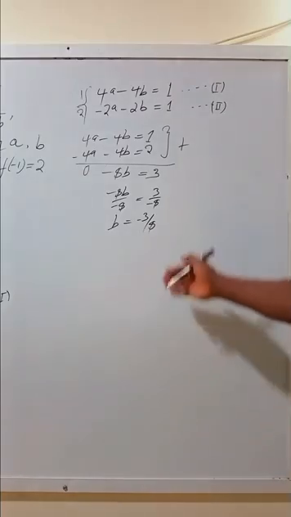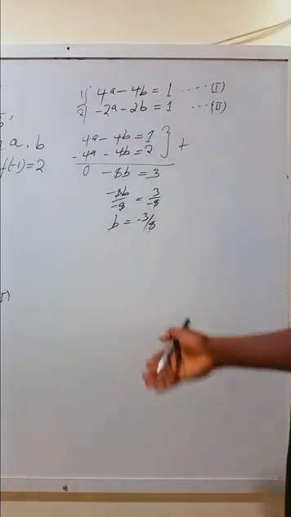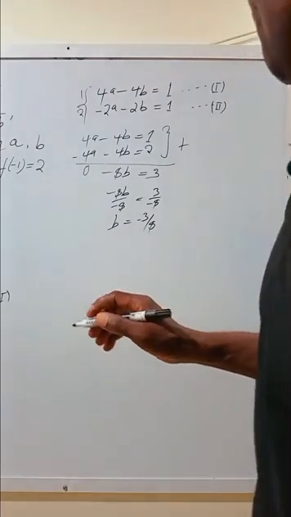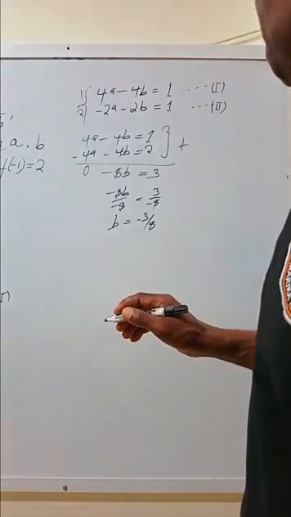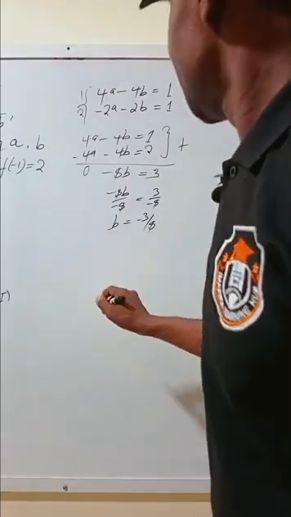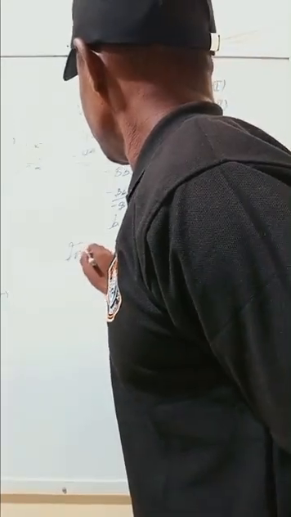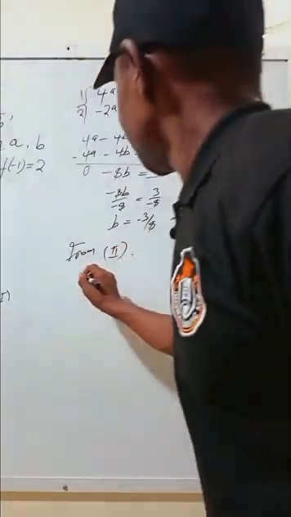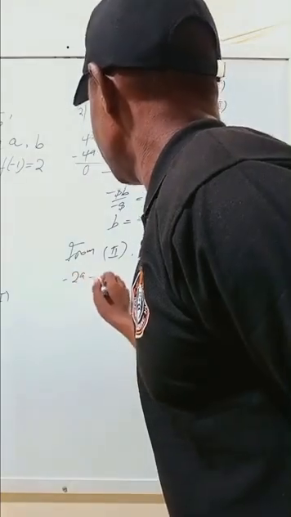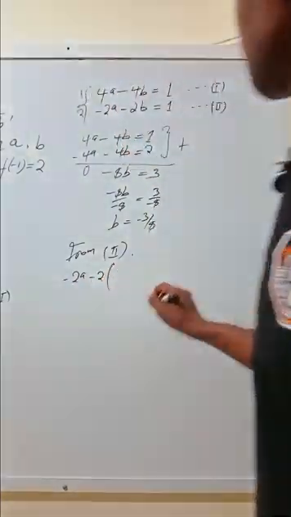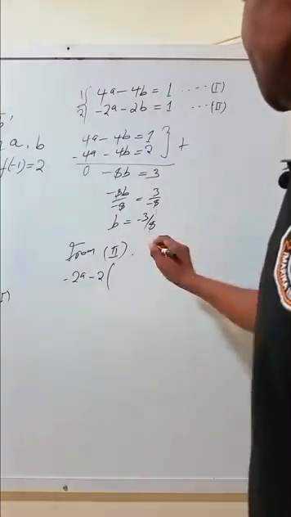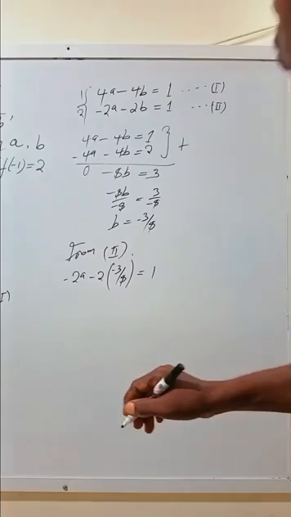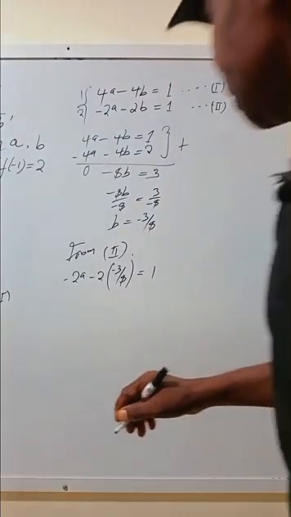Okay, once you obtain the value of b, then you can go and substitute in one of the equations. Always choose the easiest equation you can substitute. And to me, I would go for equation number 2. So from equation 2, this is what we have. We have negative 2a minus 2 times b. This time around, our b is known, which is negative 3 over 8. This equals 1.